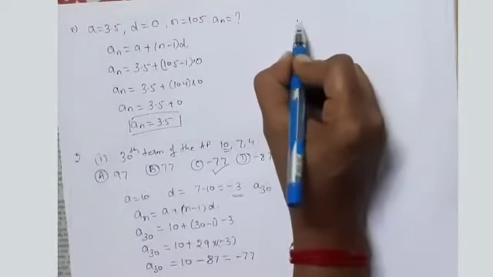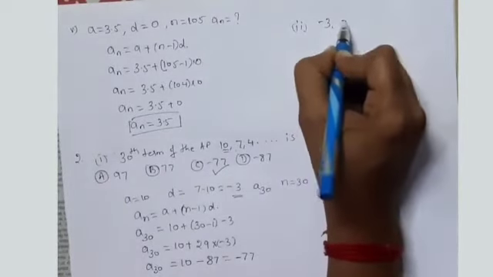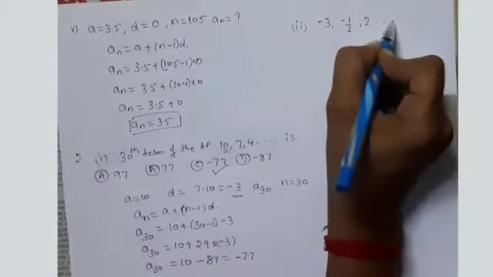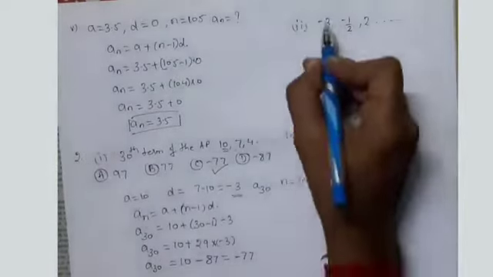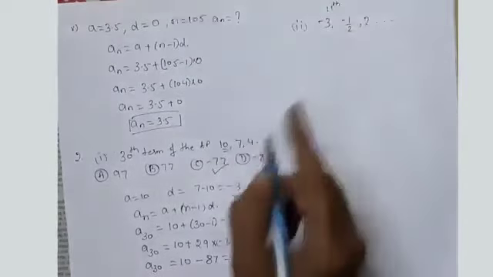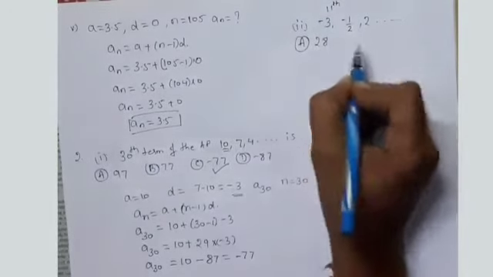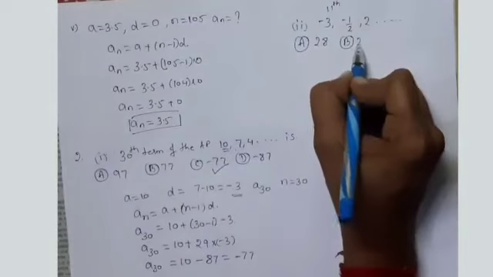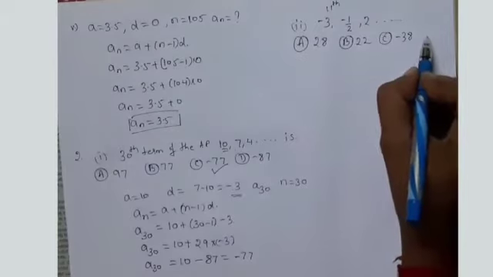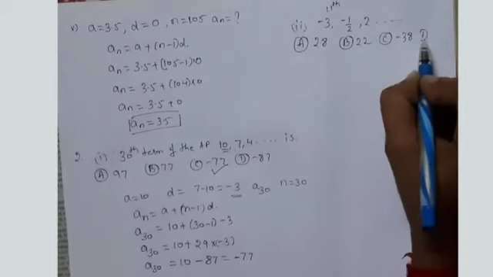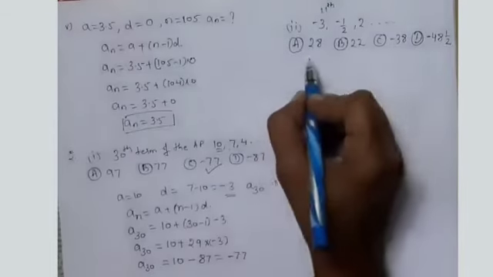Here the second sub question given for you is minus 3, minus 1 by 2 and 2. Here also you are given with options, and you have to find out the 11th term in the given AP. Options given for you here are: option A 28, option B 22, option C minus 38 and option D minus 48 1 by 2. So let us find it out.